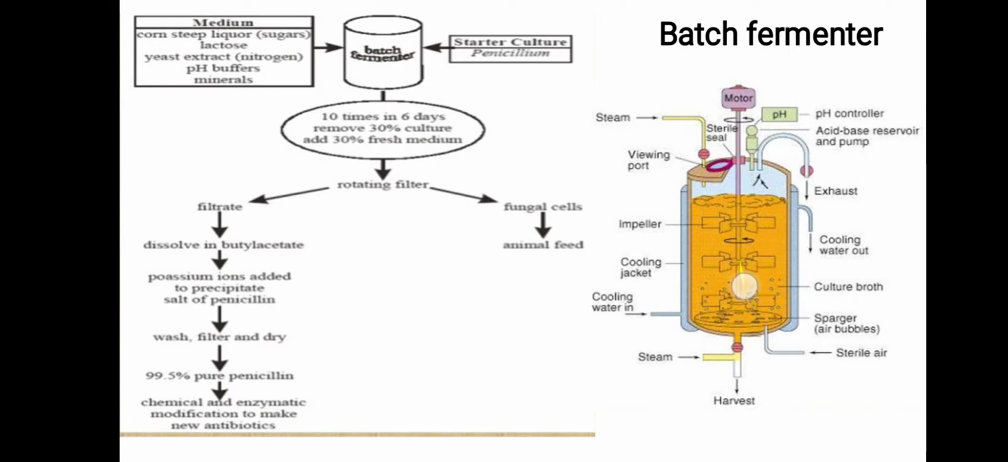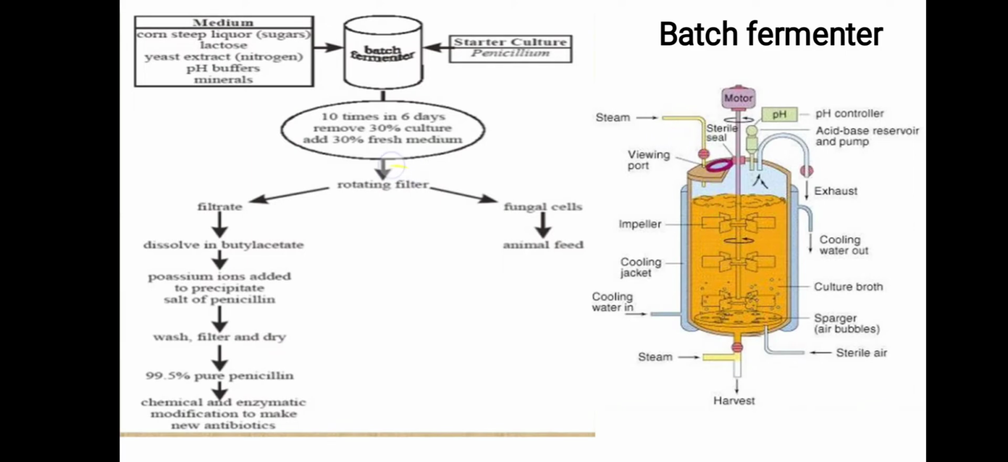And whatever harvesting is done is from the lower side of the fermenter. When the process of fermentation proceeds, periodically about 30% of the media will be harvested, and it is then substituted by an equal amount of fresh media which is added from the top.